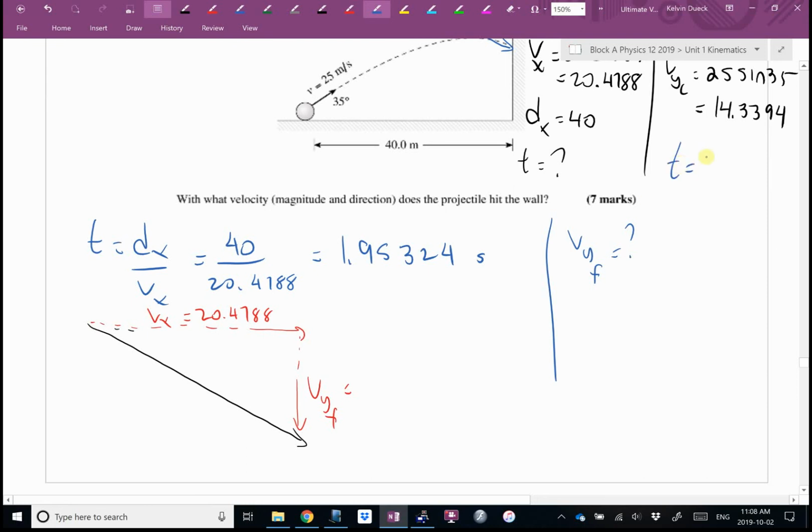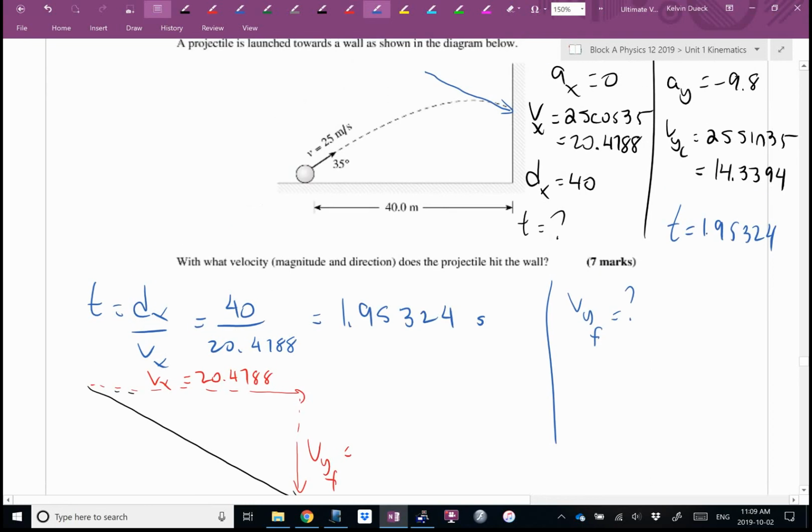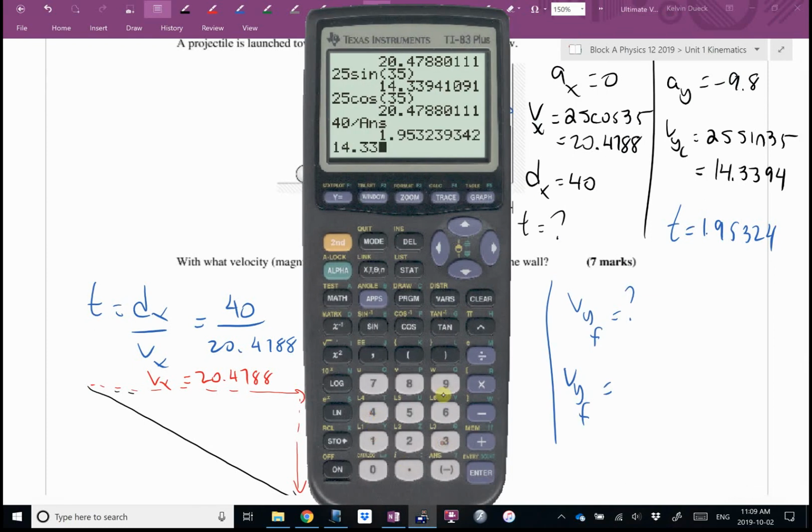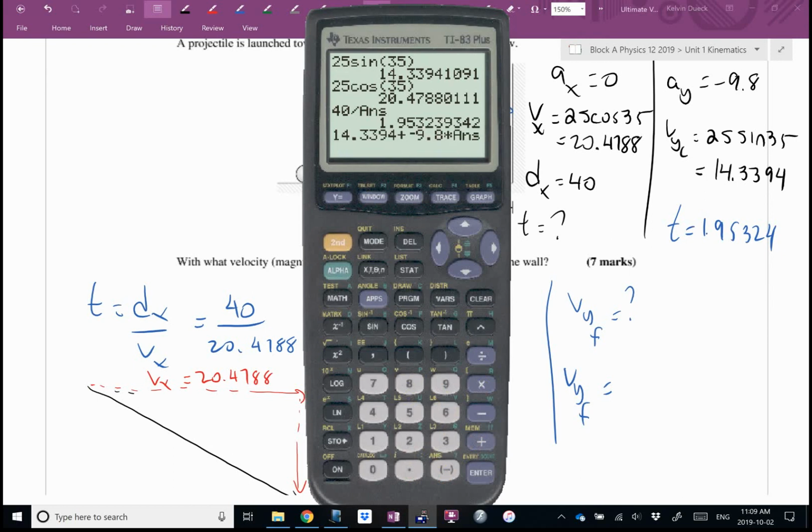But I know time. It's 1.95324. Erica, I have A, Vi, T. What equation can I use to find Vy final? There's a reason I'm coming back to you, Erica. What equation can I use to find Vy final? Our good old friend, yeah. And you know what? Because I can see I'm losing you and you're getting tired and you want to work on the take-home quiz. Let's go straight to our calculator. Let's go Vy final equals V initial 14.3394 plus negative 9.8 times answer button.